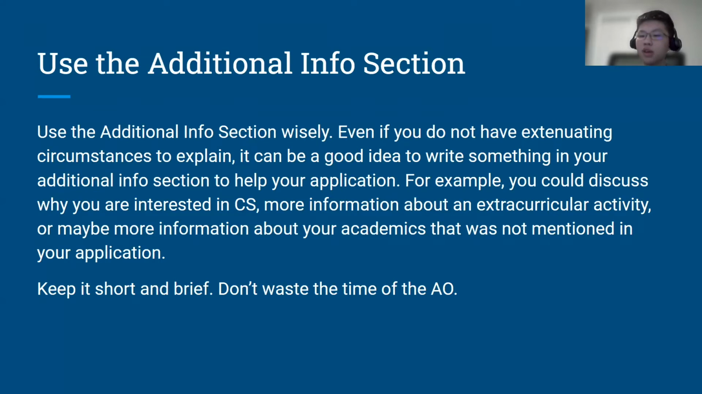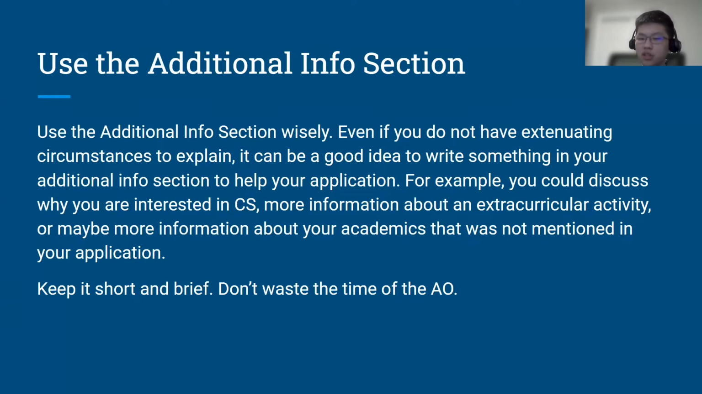But even if you don't have circumstances like that to explain, it can be a good idea to write something in your additional info section that can help your application. For example, you could write something really short about your interest in CS. You can expand more on an extracurricular activity. Or maybe you can add more information about your academics that was not mentioned in your application.